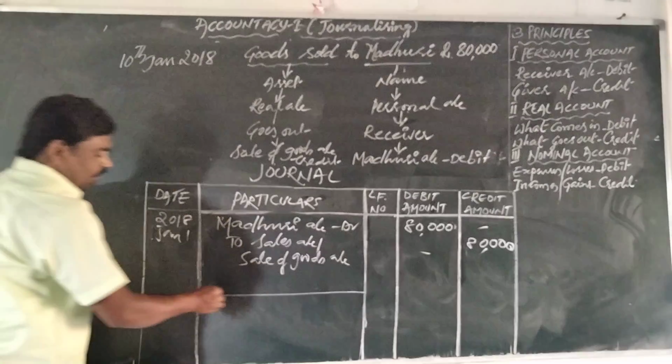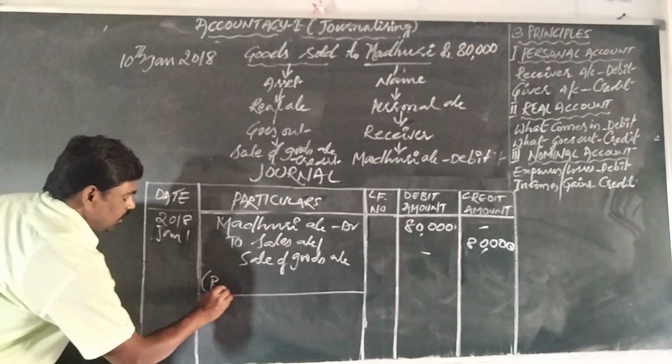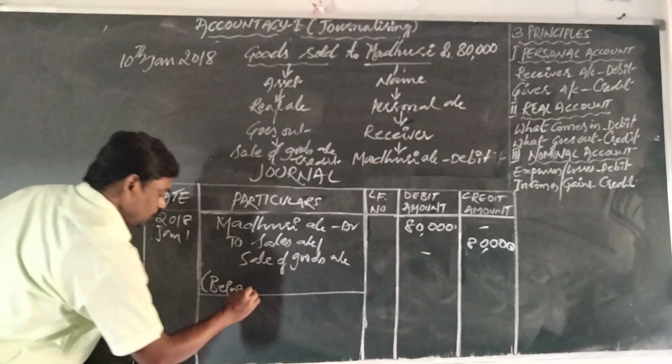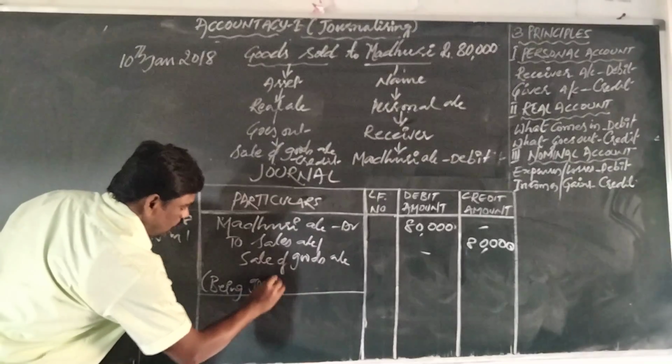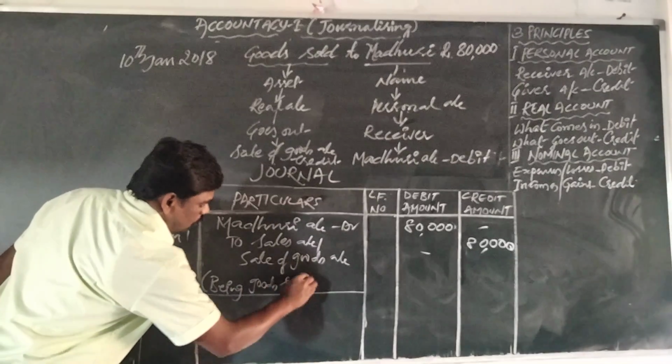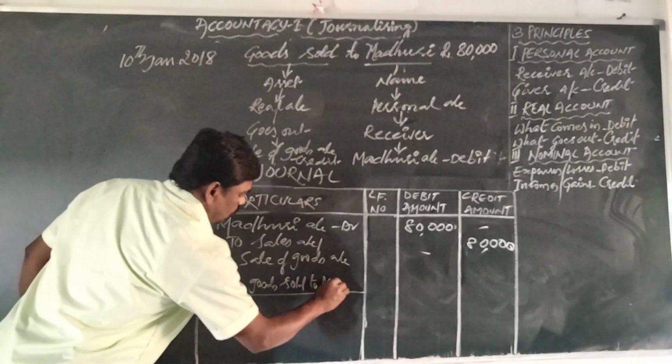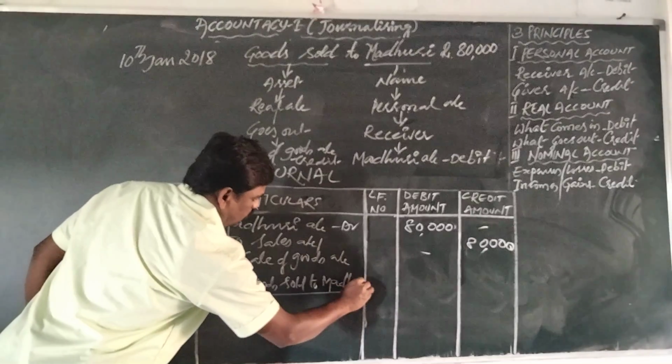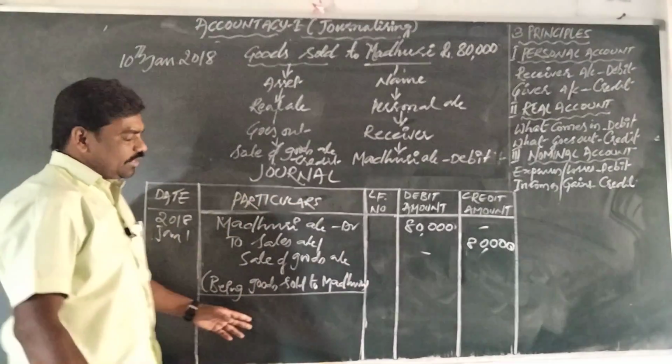Now write the journal entry. The narration being: goods sold to Madhuri. Okay, children, like this we can write the entry.